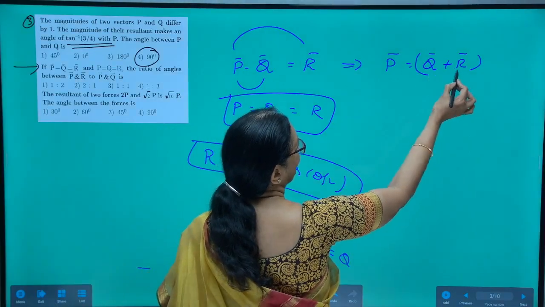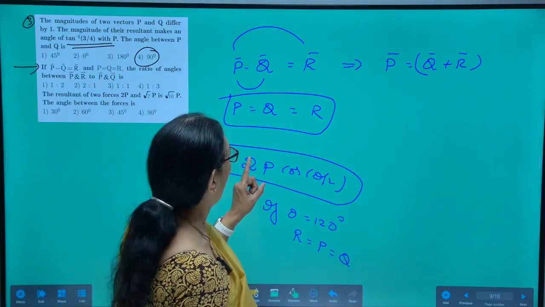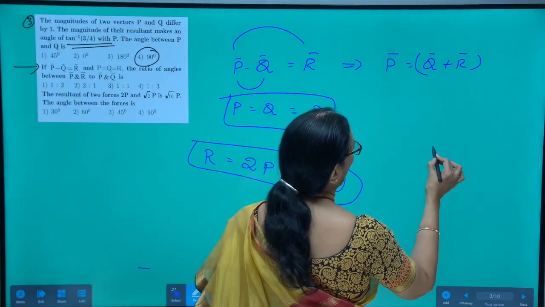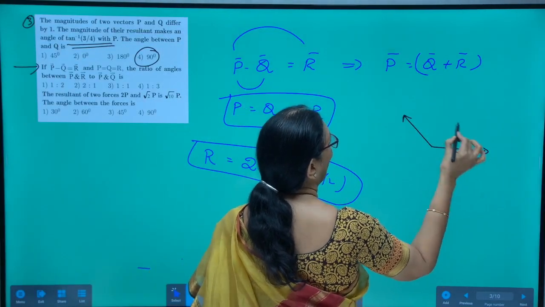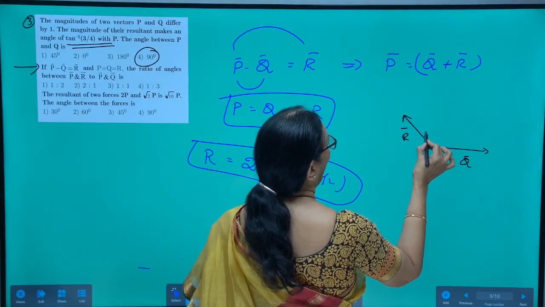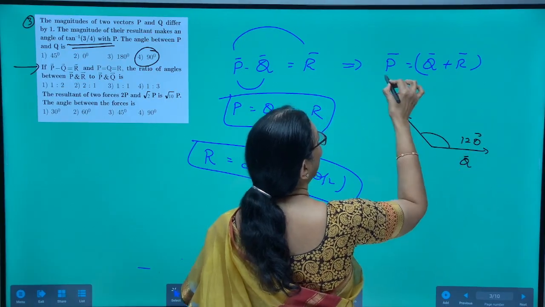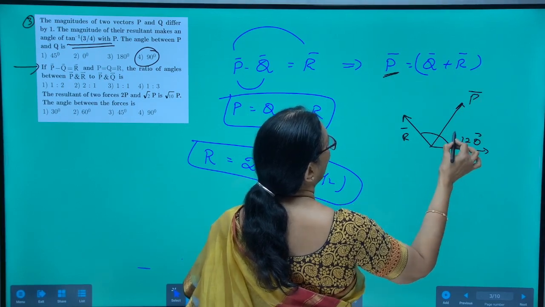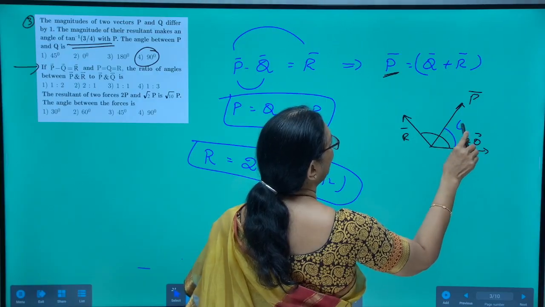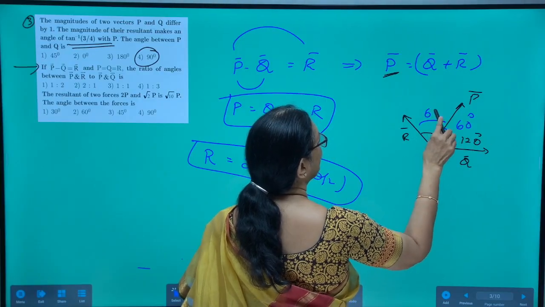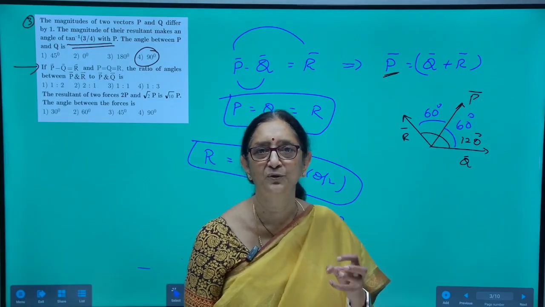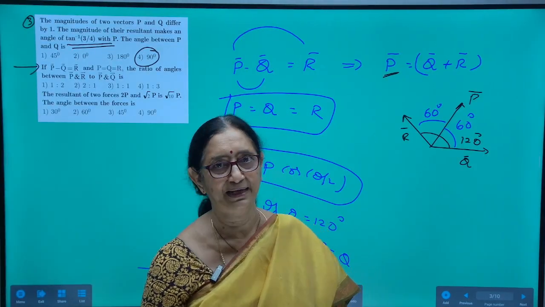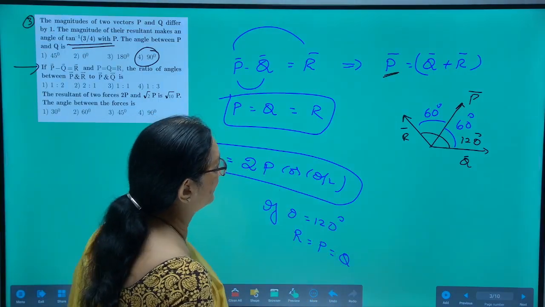P bar is the resultant of Q bar and R bar, and all of them are of equal magnitude. So, that is possible when Q bar and R bar are at 120 degrees. Then their resultant will be the bisector. That is, P bar will be like this, and this angle will be 60 degrees, this angle will be 60 degrees. The resultant of two vectors of the same magnitude will exactly be along the angular bisector. So, that is what we understood from the problem.